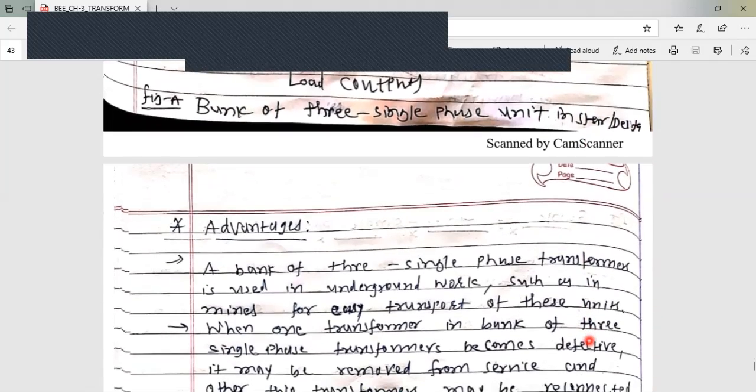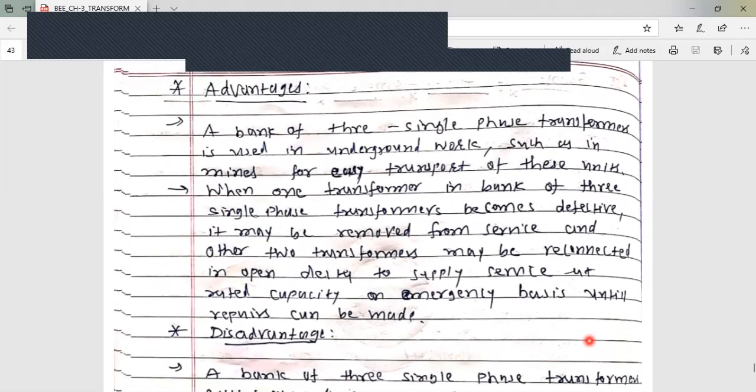Now we will see the advantages of this unit. A bank of three single phase transformers is used in underground work such as in mines for easy transport of these units. When one transformer in the bank becomes defective, it may be removed from service and the other two transformers may be reconnected in open delta to supply service at rated capacity on an emergency basis until repairs can be made.